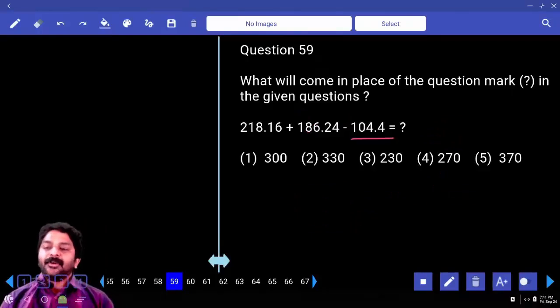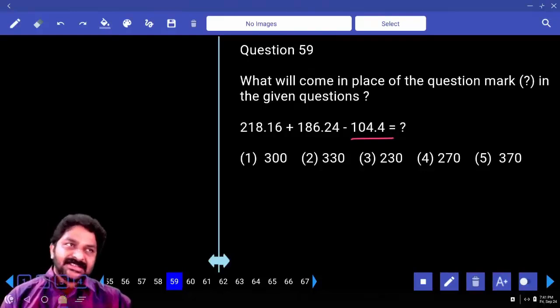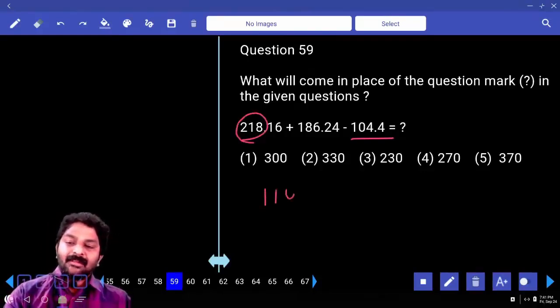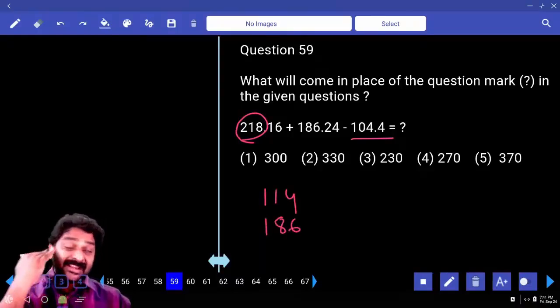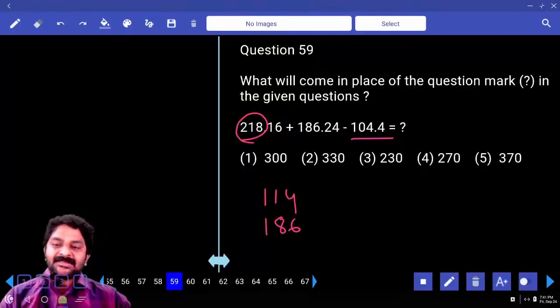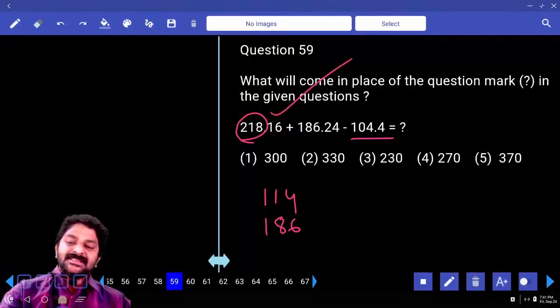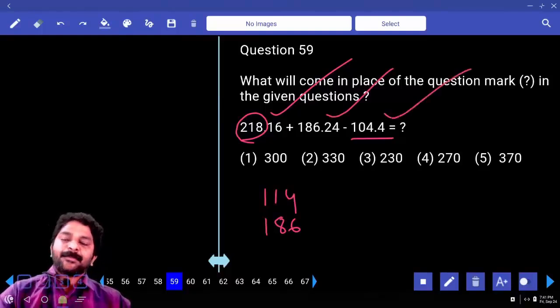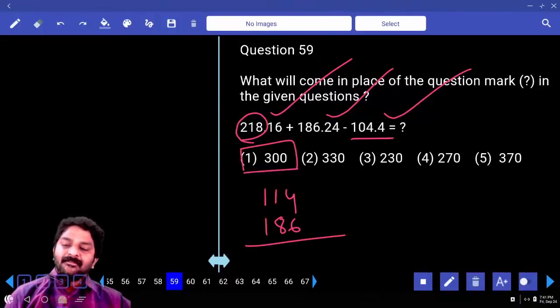Negative number 104.4. Forget about the decimal. We'll consider that later. Subtract 104 from this number. 114. And 186 is there in the other number. Now consider the decimal. 0.16, 0.24. That is 0.40 minus 0.40 gets cancelled. So the final answer is 114 plus 186. 300 final.